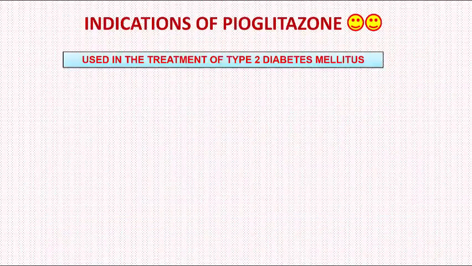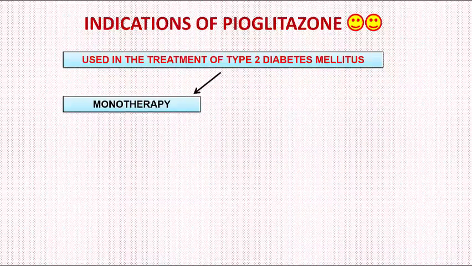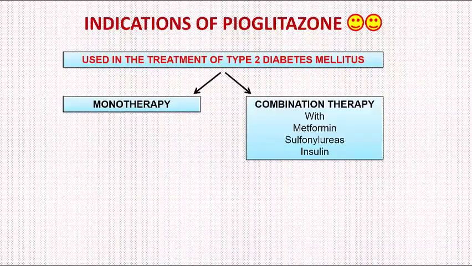Coming to the indications of pioglitazone, it is used mainly in the treatment of type 2 diabetes mellitus. How is it used in these patients? It may be given as monotherapy or as a combination therapy with some of the other drugs used in type 2 diabetes mellitus, such as metformin, sulfonylureas and insulin.